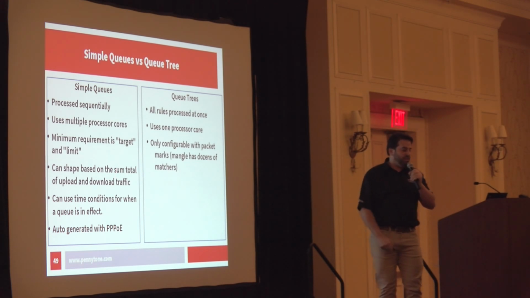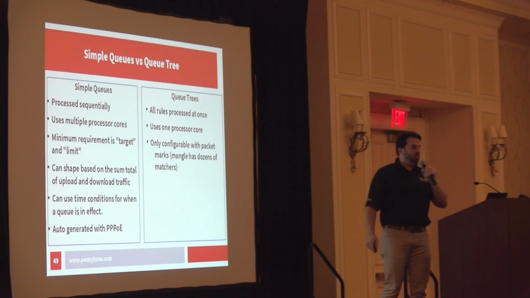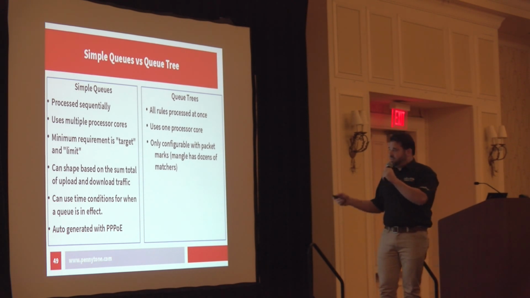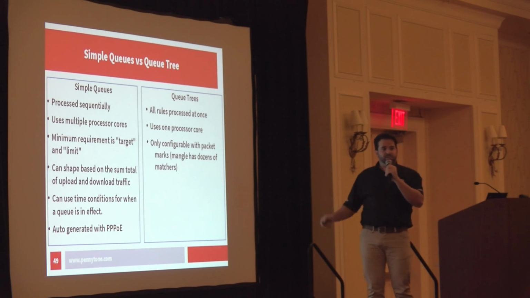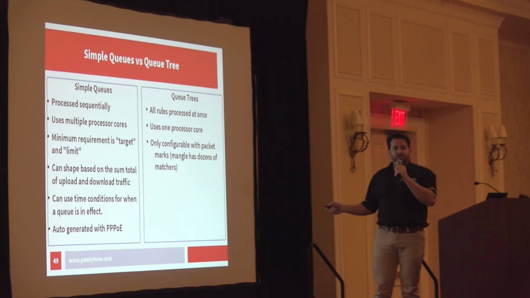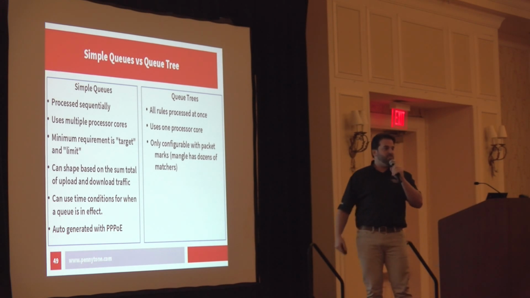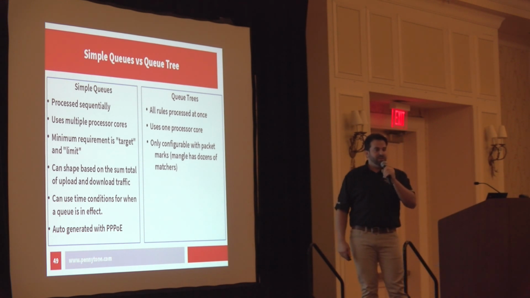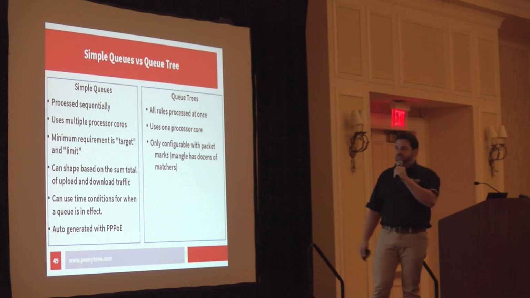Now queue trees, on the other hand, all rules are processed at once, and that's because it's single-threaded. And it's only configurable with packet marks, all right? But that's okay, because Mangle has dozens of matchers. But you could also use packet marks in simple queues. So you decide which one is right for you. It's really going to depend on how many rules you have, how much processing power you have, how much bandwidth you're pushing. But these are the pretty major differences between the two.